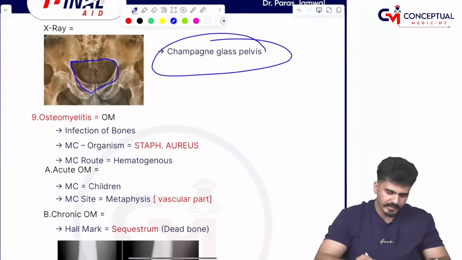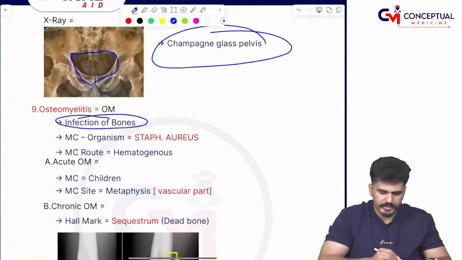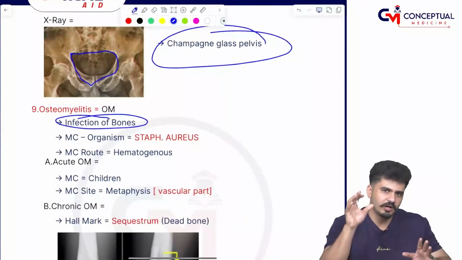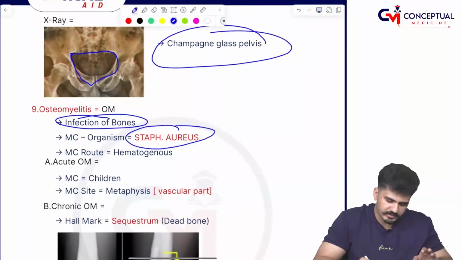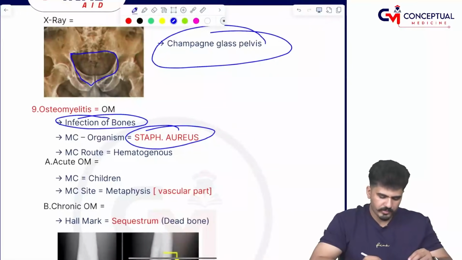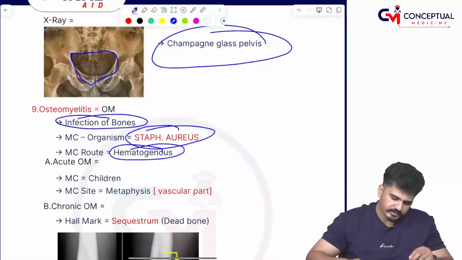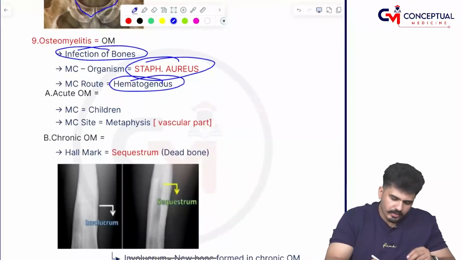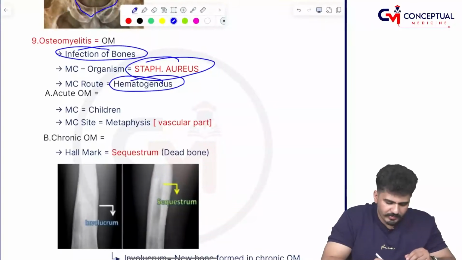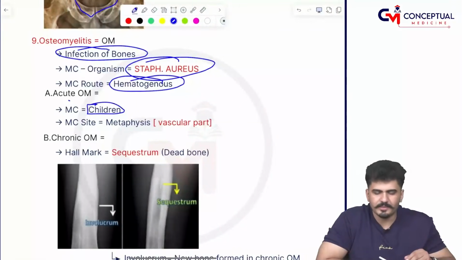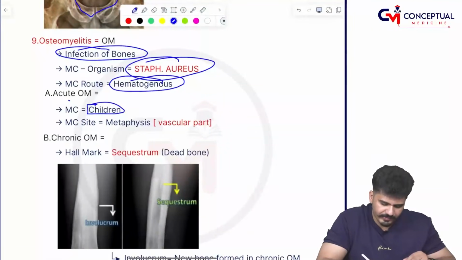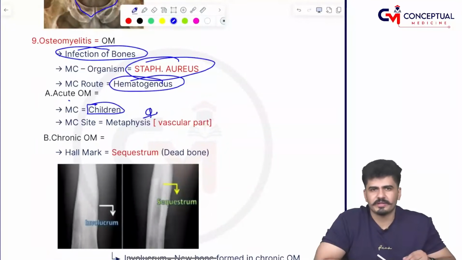Now, sir, osteomyelitis. It is an infection of bone. Sir, 99% of the time in orthopedics, the causative organism is going to be Staphylococcus aureus. Most common route is hematogenous. Now, this is further divided into two, acute and chronic. Acute is most commonly seen in children, and most commonly the vascular part is involved. The most vascular part in the bone is the metaphysis. So, the metaphysis is going to be affected.